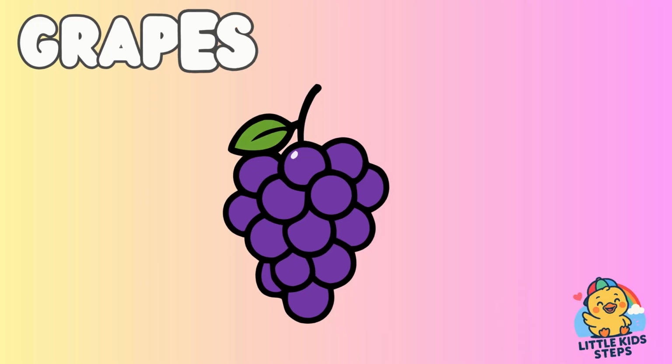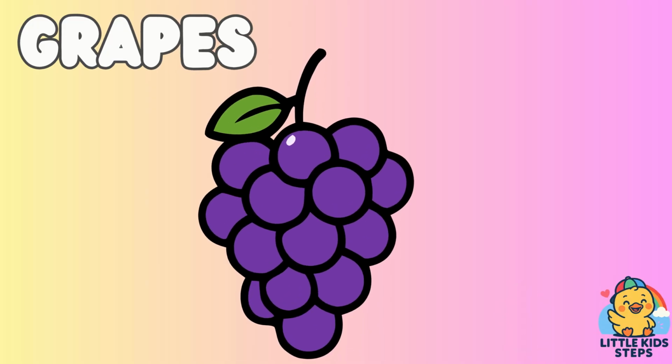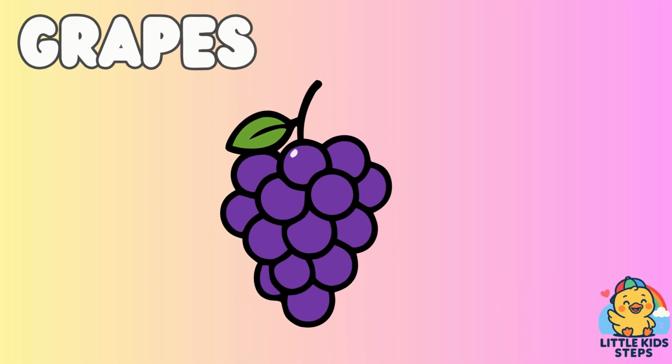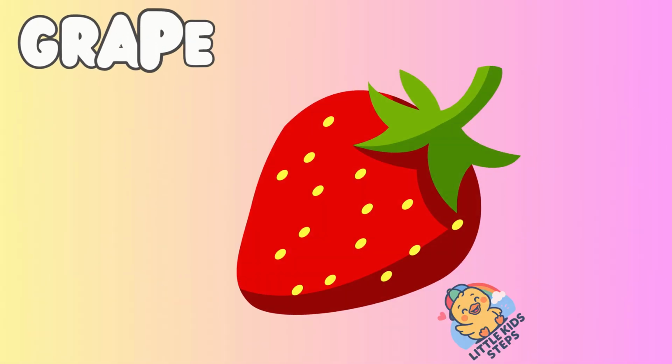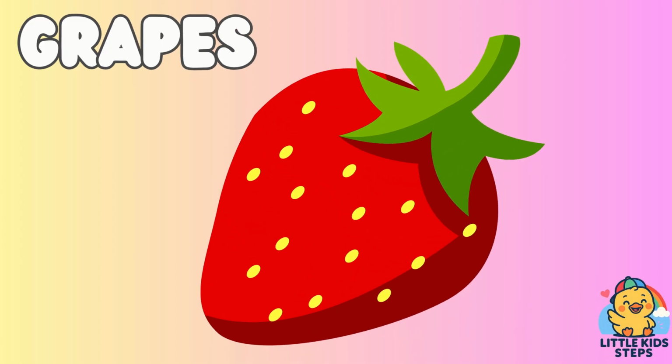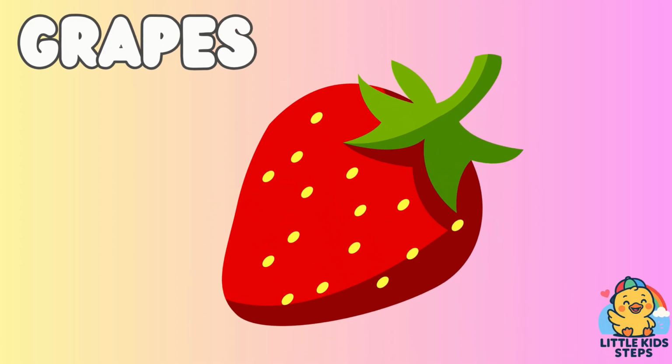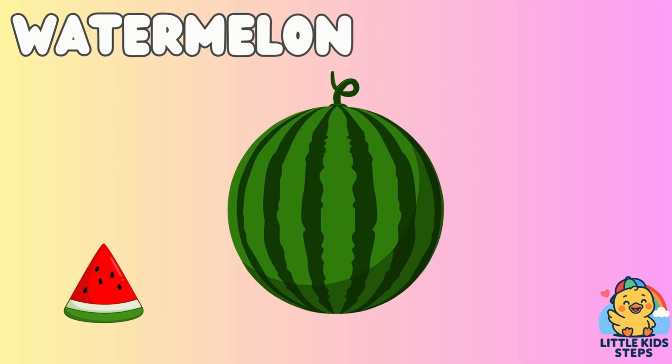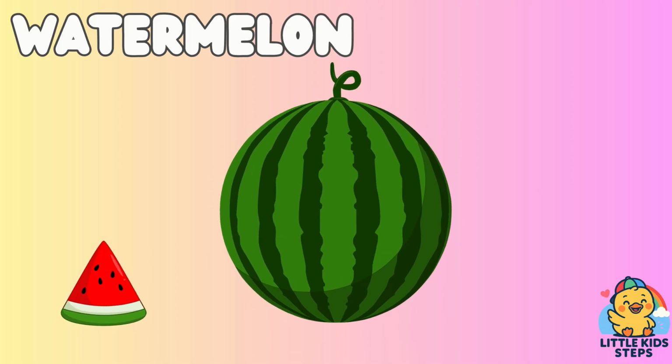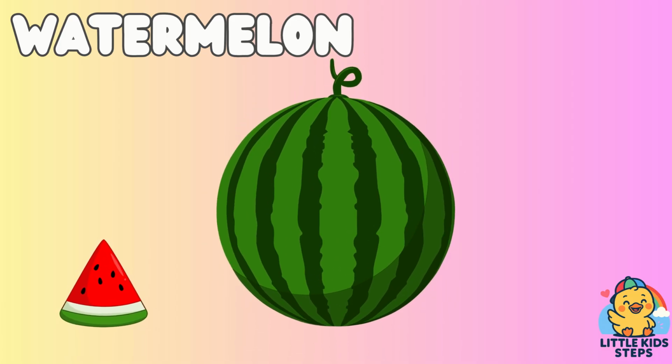These are grapes, grapes can be green or purple. This is a strawberry, strawberry is red. This is a watermelon, watermelon is green outside and red inside.